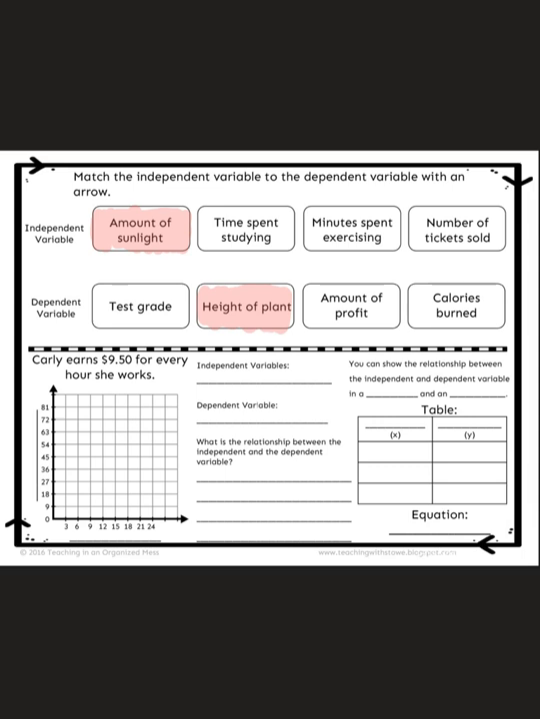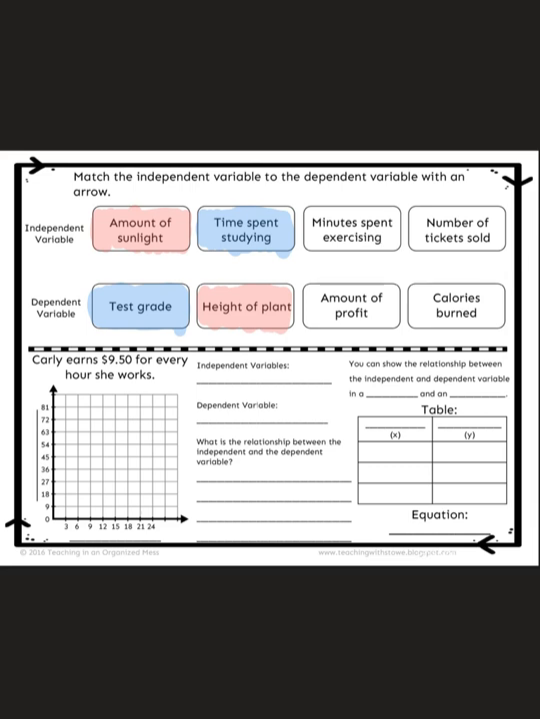Okay, time spent studying. Well, what is that going to have an effect on? Is that going to have an effect on the test grade, amount of profit, or calories burned? It's going to have effect on the test grade. Okay, the more I study, the better my test grade will be. So what's the independent variable? The time spent studying. Okay, that's what's going to affect the test grade.